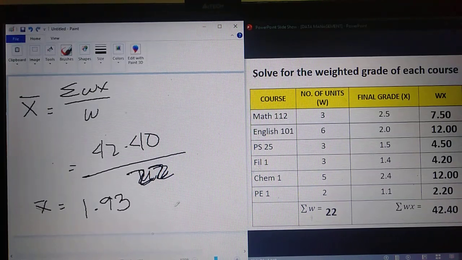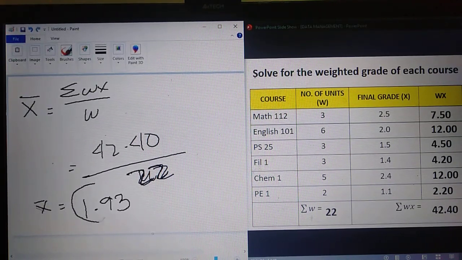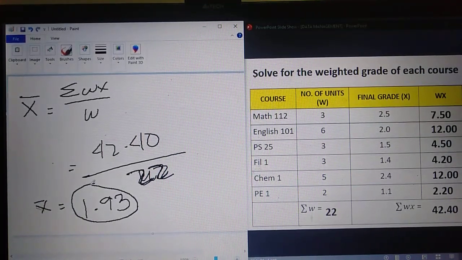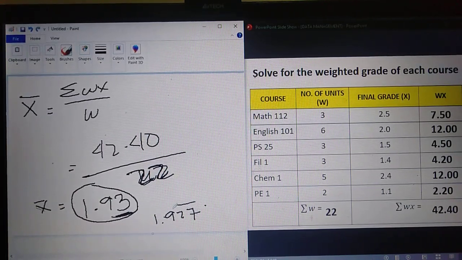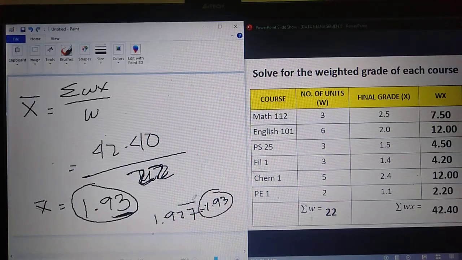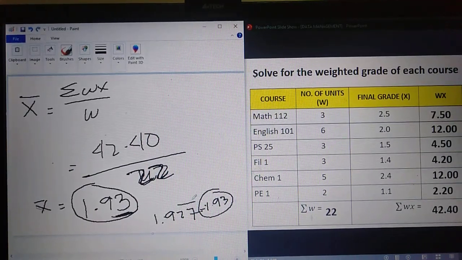1.93. Why? Okay, so always round off your answer. Two decimal places, that's my rule. Sa klase ko, kapag in dealing with the decimal places, just get the two decimal places lang. Since ang sagot dito kasi is 1.927 repeating number, i-round off mo na lang siya. Just get two decimal places, okay? Kaya naging 1.93.